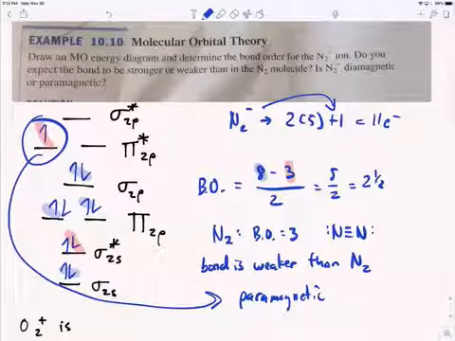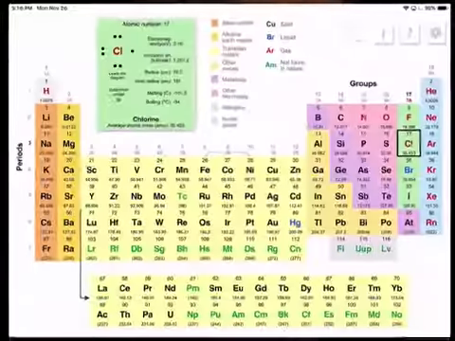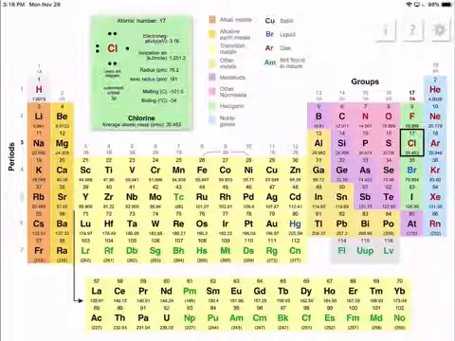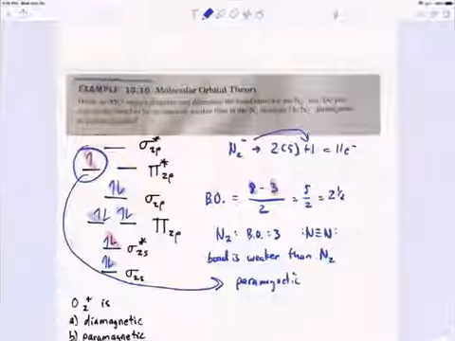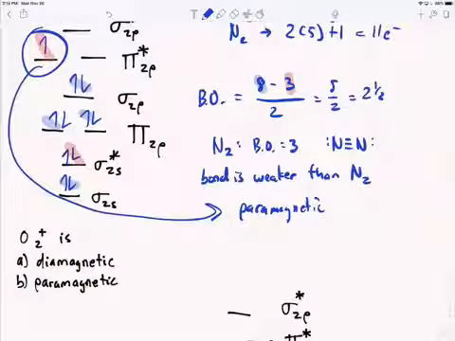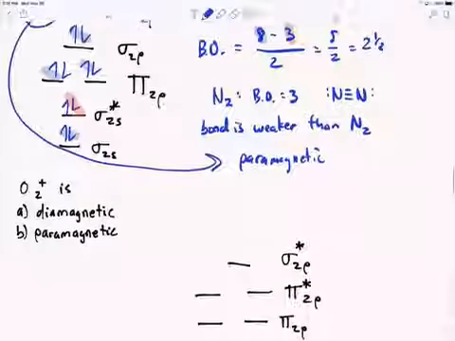So, questions with this? Where did you get the 5? From the valence electrons for nitrogen. Oh, yeah, okay. So 1, 2, 3, 4, 5. Oh, I went back.